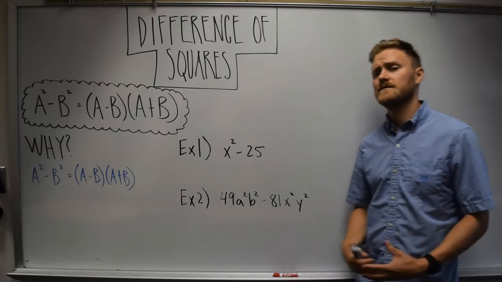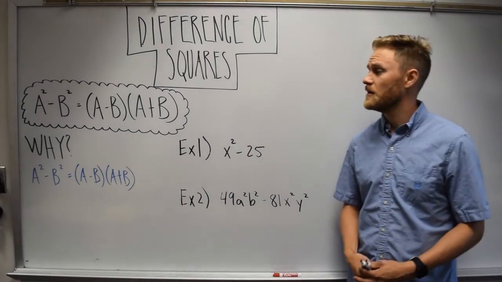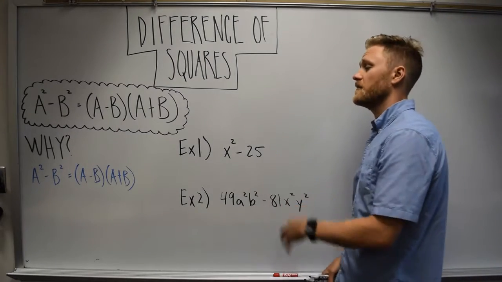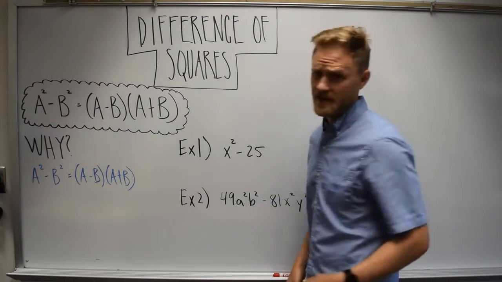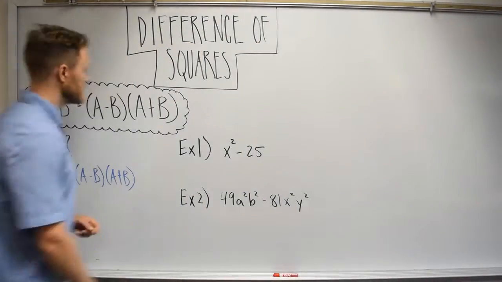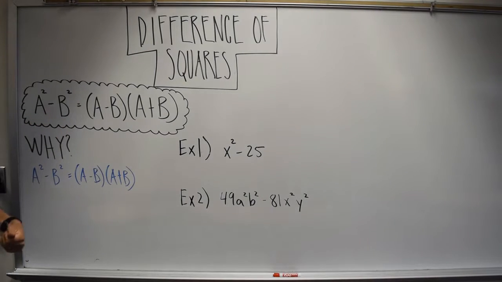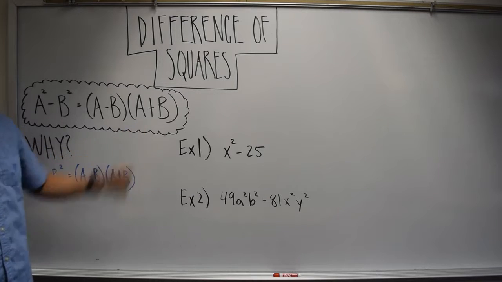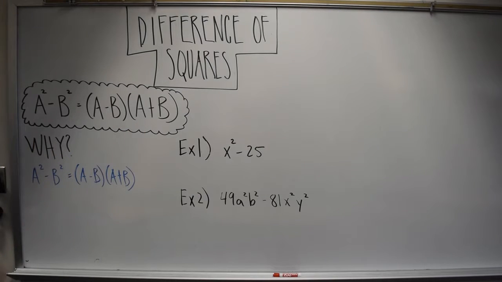Now that we've talked about how to recognize the difference of squares, we're going to talk about how to factor a difference of squares. I'm going to go ahead and give you the formula, and then we'll verify that it works. Here we have that the difference of squares, a squared minus b squared, factors to a minus b multiplied by a plus b. If this is actually true, when we multiply the right side out, we should get the same thing we have on the left side. So we're going to do that down here.